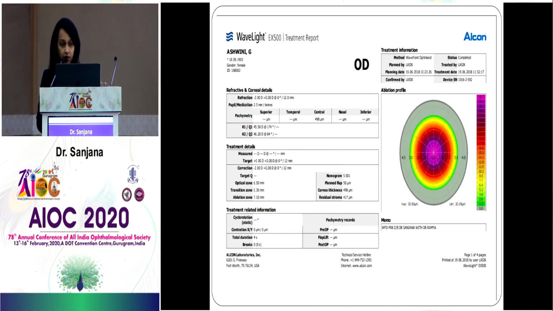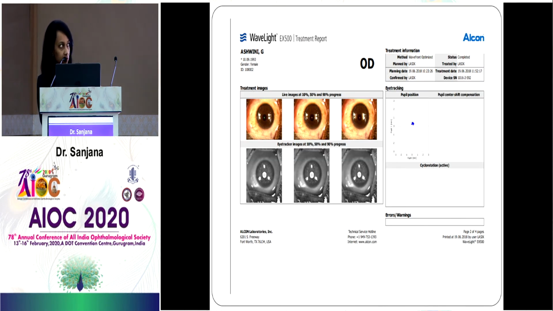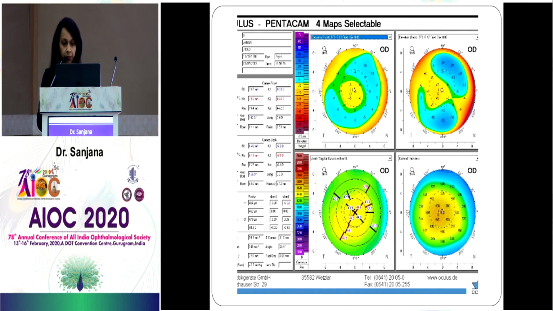So this is how our Wavelight EX500 chart looks like, which gives us the details about everything, as to what is the refraction and what exactly is the optical zone, etc. And here it also gives us the pattern of ablation. And intraoperatively, it also gives us the pictures and it tells us whether the treatment has been well centered or not.